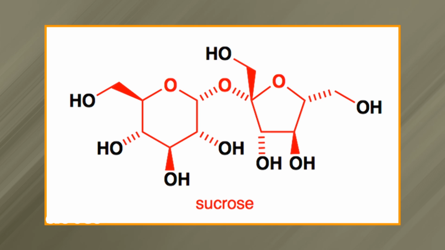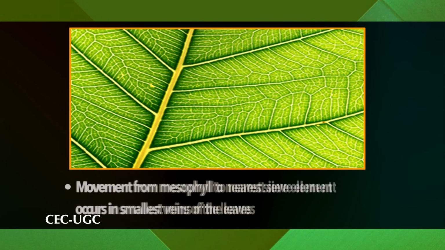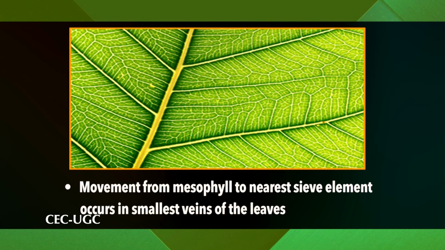In the cytosol, these triose phosphates are converted to sucrose. However, during the night, the carbon from stored starch exits the chloroplast in the form of glucose. This glucose is then converted to sucrose in the cytoplasm. Number 2. This movement from mesophyll to nearest sieve element occurs in the smallest veins of the leaves. During this transport, sucrose traverses a distance of only 2 or 3 cells.